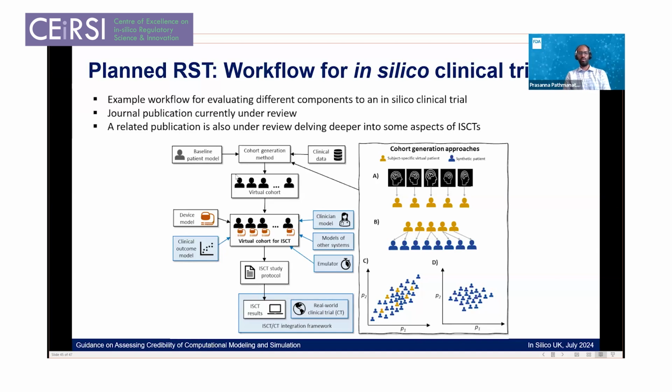And there are various ways of developing these virtual cohorts. You could take patient data from n different patients and use that to personalize n patient models. Each of these patient models corresponds to a real human. That's what the gold will represent in this image. That could be your virtual cohort, each of them corresponding to a real human.